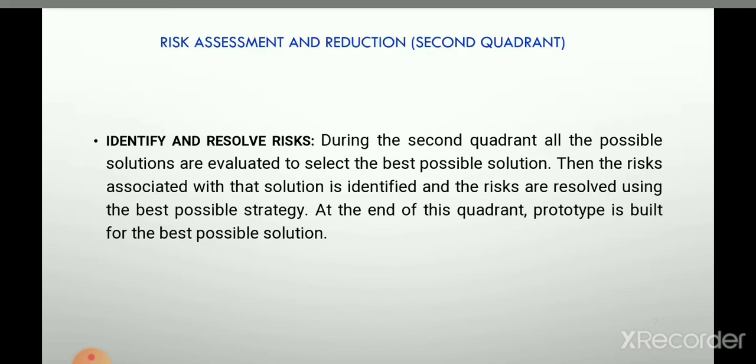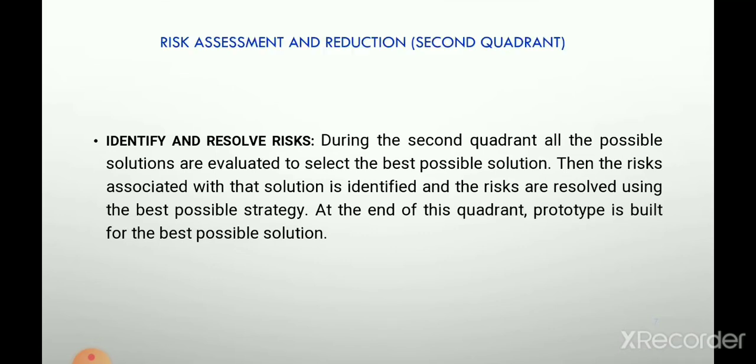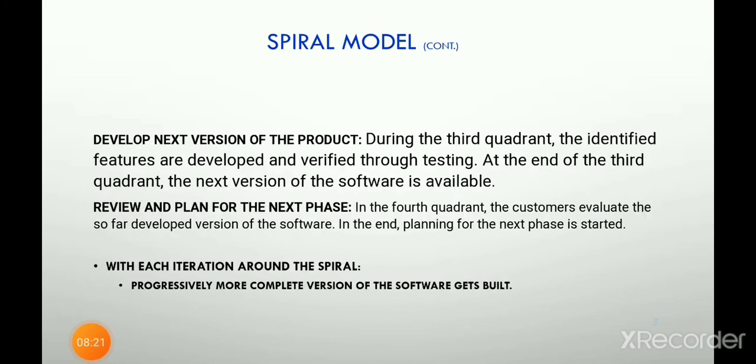Then the third quadrant. The third quadrant is develop next version of the product. During the third quadrant, the identified features are developed and verified through testing. At the end of the third quadrant, the next version of the software is available. Means in the third quadrant the actual development takes place. The developer develops the software, tests it and gives it to the customer.